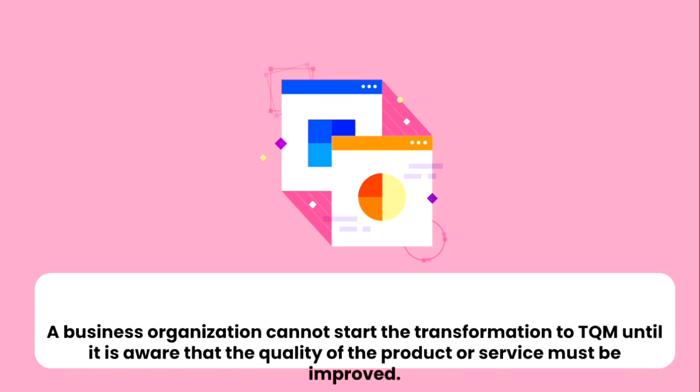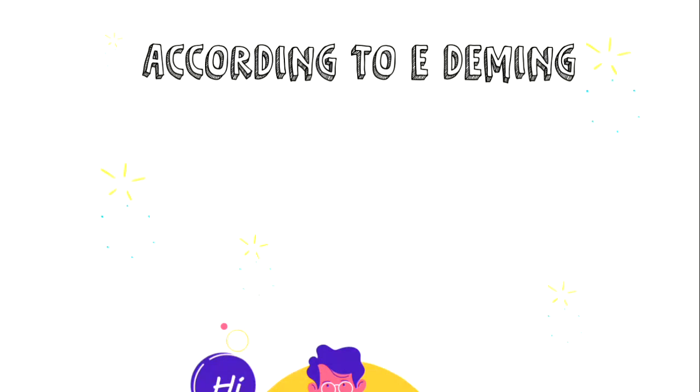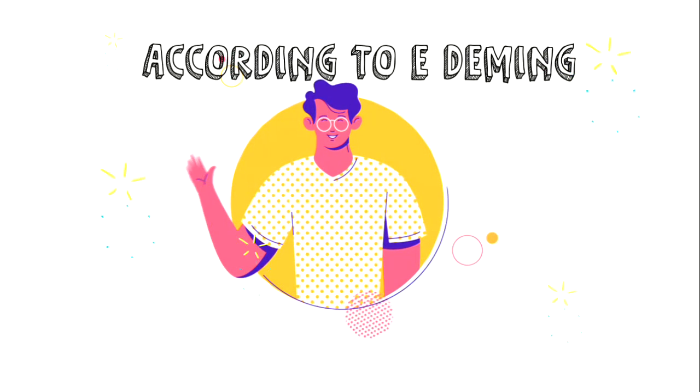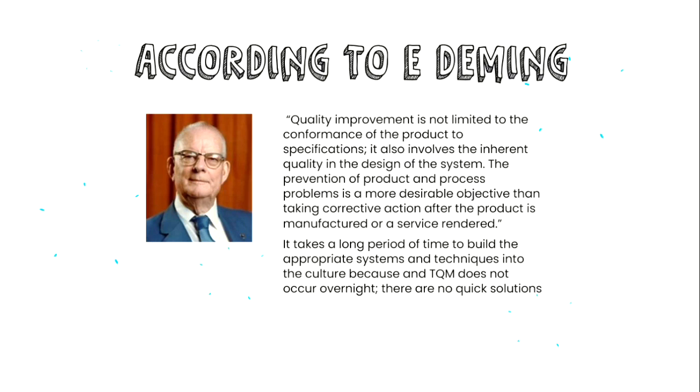Transformation to TQM. A business organization cannot start the transformation to TQM until it is aware that the quality of the product or service must be improved. According to E. Deming, quality improvement is not limited to the conformance of the product to specifications. It involves the inherent quality in the design of the system. The prevention of product and process problems is a more desirable objective than taking corrective actions after the product is manufactured or a service rendered.